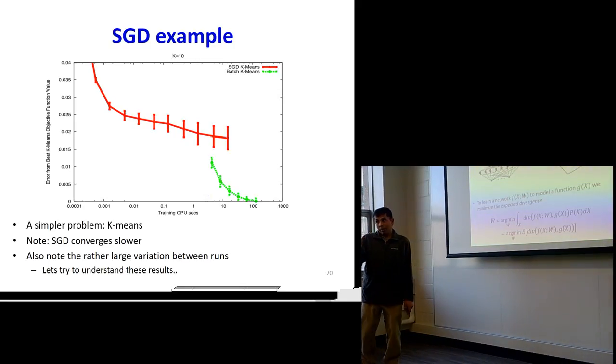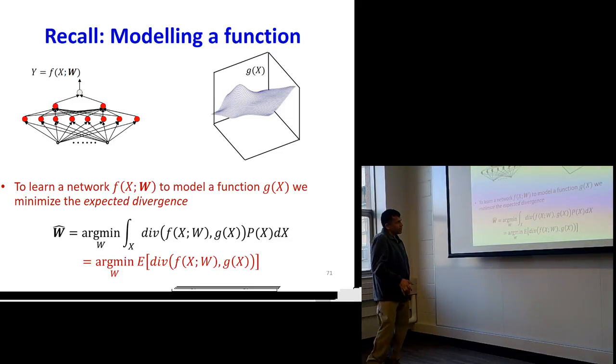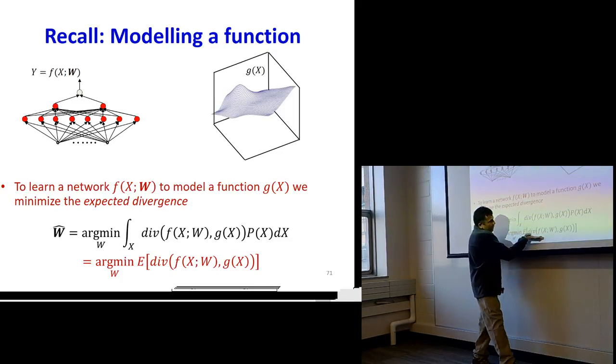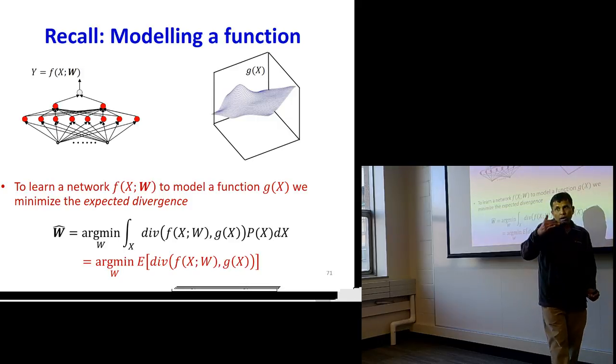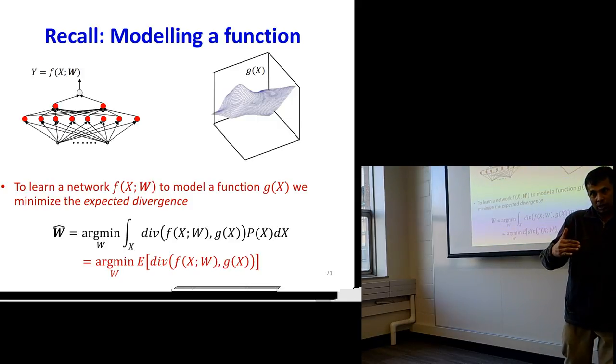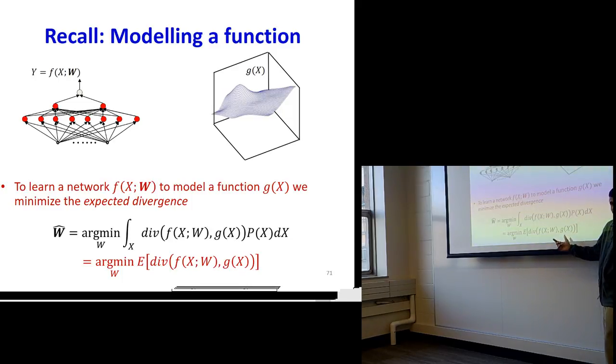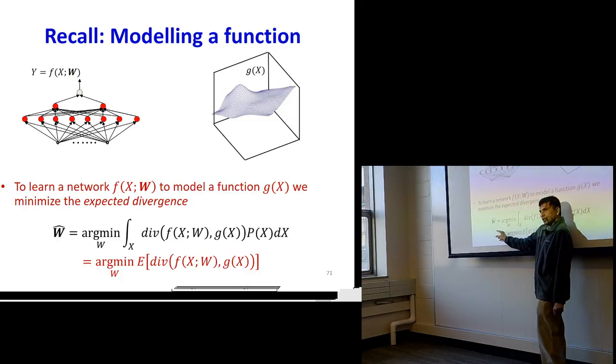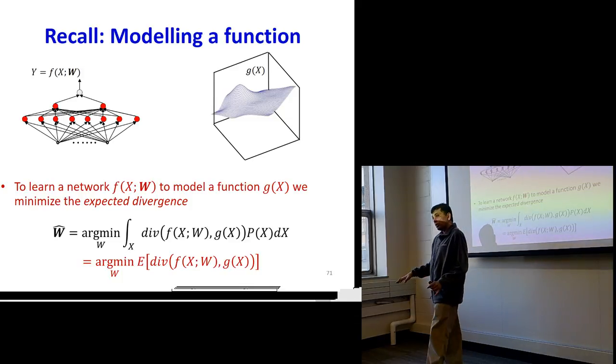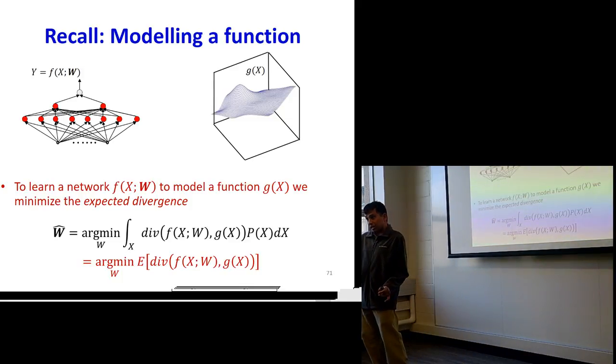Now recall, what we are really doing is we have the expected value of the divergence between the function represented by the neural network and the actual function that you want. The actual function that you want might be some g of x. The function of the neural network is f of x, w. I can define a divergence between these two at every value of x, and I'm taking the expectation of this divergence. What I really want to do is to find the w that minimizes this expectation. This is the real objective that we are trying to perform.